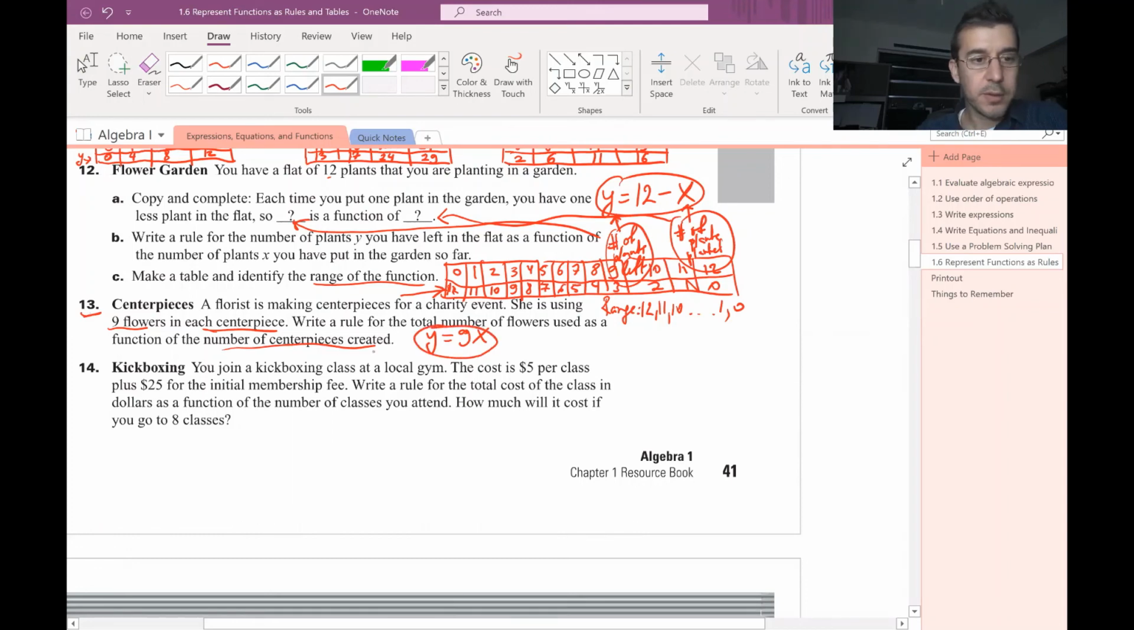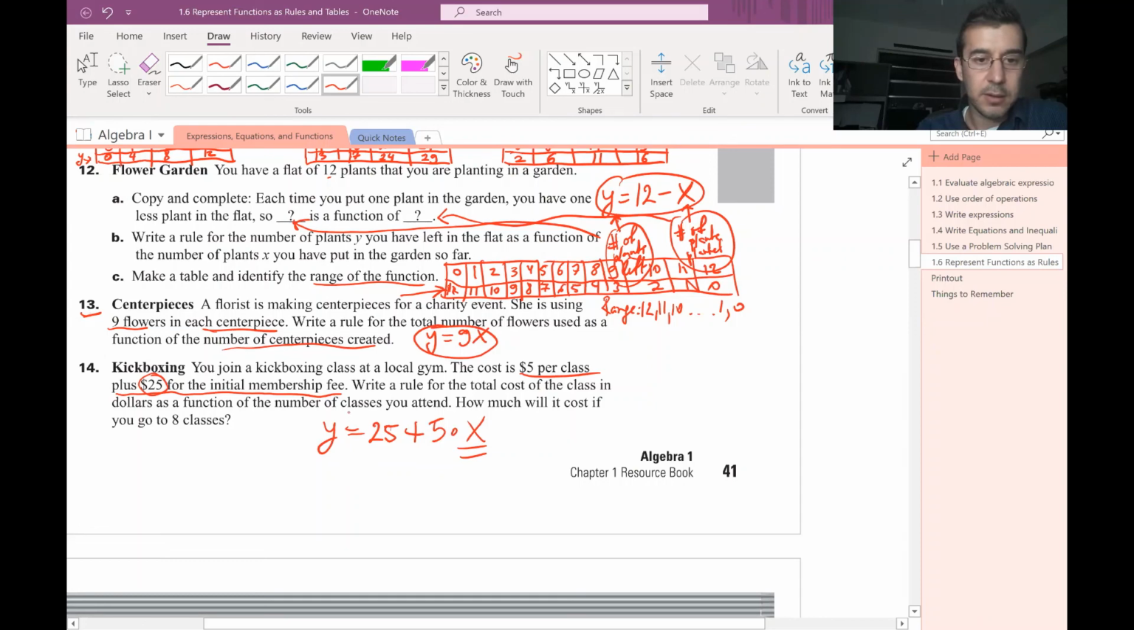Number 14, kickboxing. You join a kickboxing class at a local gym. The cost is $5 per class, plus $25 for initial membership fee. Write a rule for the total cost of the class in dollars as a function of the number of classes you attend. So it would be y equals the fixed fee of $25, so 25, and then depending on how many classes you attend, so $5 per class, so 5 times x. x is the number of classes you attend.